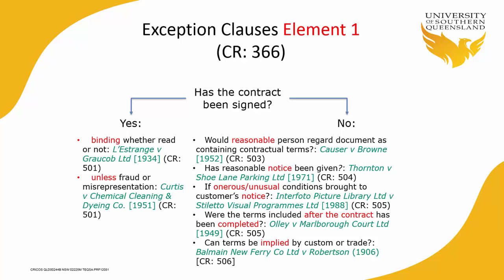And if onerous or unusual conditions are brought to the customer's attention. So if this clause is in fact part of these documents, was it brought to their attention because it's of an onerous nature? For example, if something happens, you have to pay a very large fine, then that has to be brought to the consumer's notice before they enter the contract. This is when the contract is not signed. So for example, when you go to a dry cleaners and you're just given a docket, you haven't signed anything. Sometimes now actually they ask you to sign as well. Were the terms included after the contract has been completed? And as well, you have to ask, can terms be implied by custom or trade? So this takes us back to the discussion we had on implied terms earlier. So this is the analytical structure in relation to incorporation.